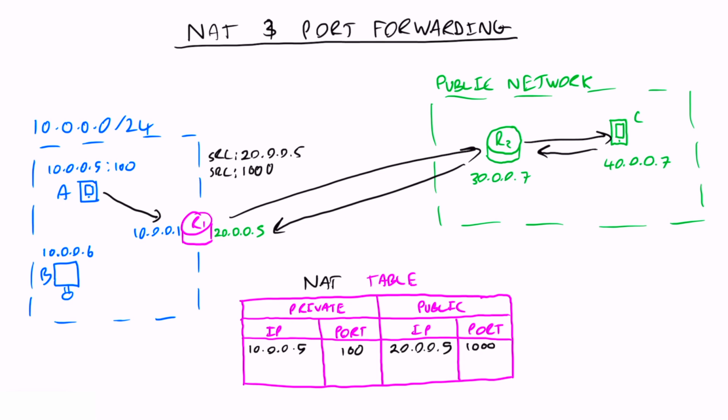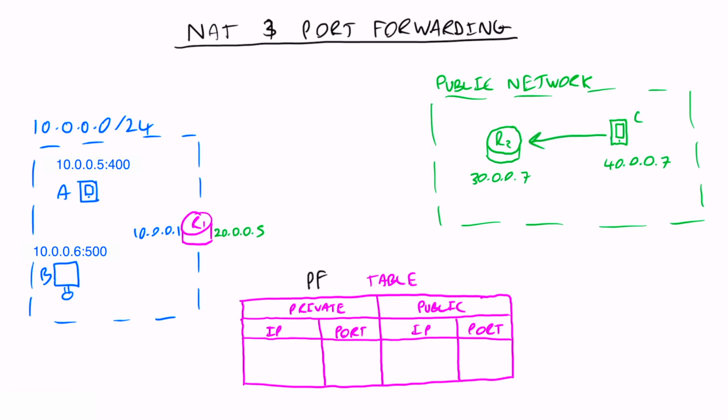And so now when C sends to this address with port 1000, the router is going to say, okay, I've received a packet here with destination 20.0.0.5 and the destination port is 1000. The router will look in the NAT table at the entry that it already created and say, okay, something is coming for port 1000 and for this IP address. What does that correspond to? Well, it corresponds to a device with this IP address and this port. And what is that? Well, that is simply this device.